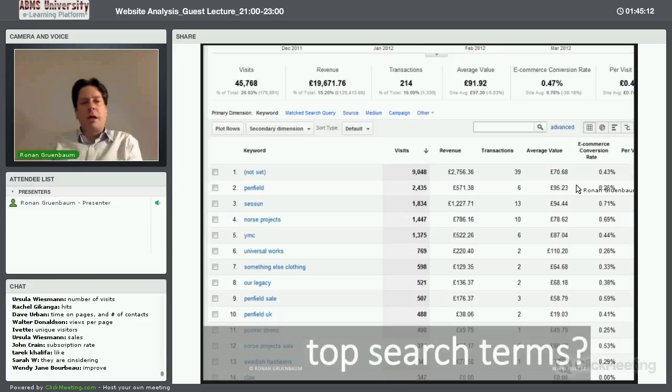Is it that there's a confusion on the Penfield search, so that when people see this, they think they're going for something else? Maybe there's a brand of pen called Penfield, and it's not a men's fashion one. So you can start looking at this and trying to evaluate why some of these figures are much higher than others. When you get down to the bottom one, that's a 0% conversion. So 347 visits to the site, and none of them purchased anything.